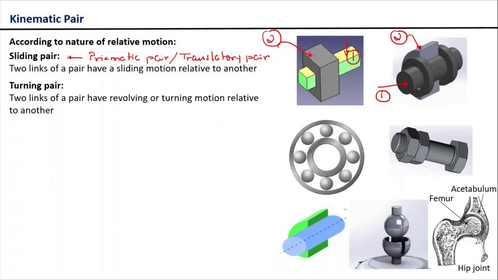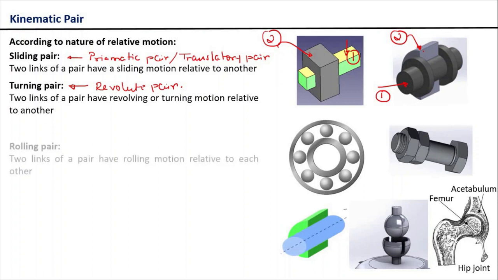Now this collared shaft is rotating inside this hollow cylinder. So the two have a rotating or turning motion relative to each other. You can see here link 1 and 2 are forming a turning pair. Now this turning pair is popularly called a revolute pair.